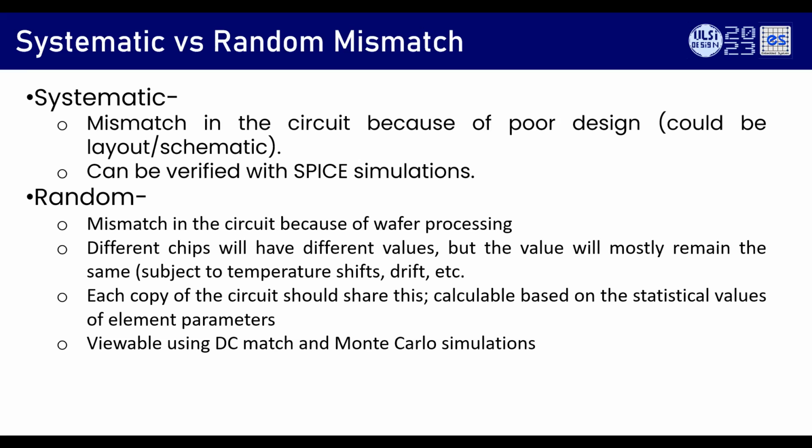Random offset comes due to a number of parameters. It comes due to fabrication. Every different chip can have different values. The mean will be the same, but it can have a standard deviation around it. That is random variation, and it is viewable using DC match and Monte Carlo simulations.